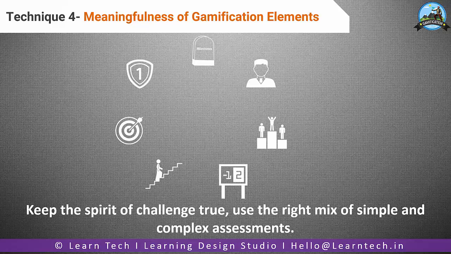For example, a badge of participation can be for everyone, but a badge of merit should be for the top 25% of your learners.